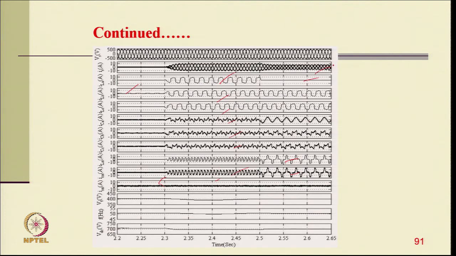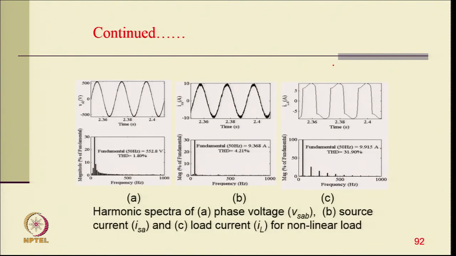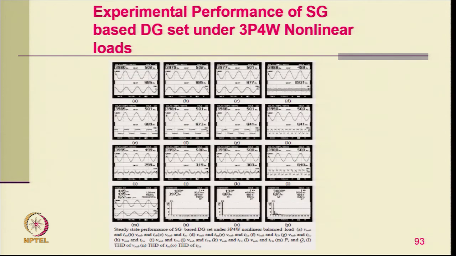So, load balancing is also provided by the compensator, and you can see the THD of the load current is 31.9%, where the THD of your generator current is only 4.2%, and there is 1.8% THD of the terminal voltage, the PCC voltage of the generator.